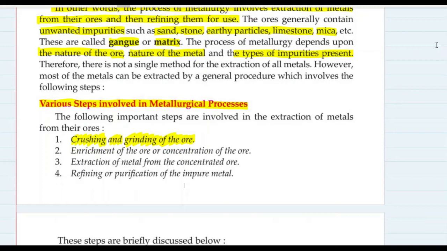The second step in the process of metallurgy is enrichment of the ore, or concentration of the ore. Now, what do you mean by enrichment or concentration? They mean a very interesting thing. Enrichment or concentration means that after crushing and grinding, we do certain typical things with the powdery substance which we have now got. We can do gravity separation with them.